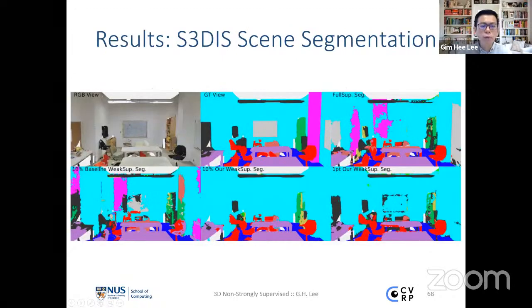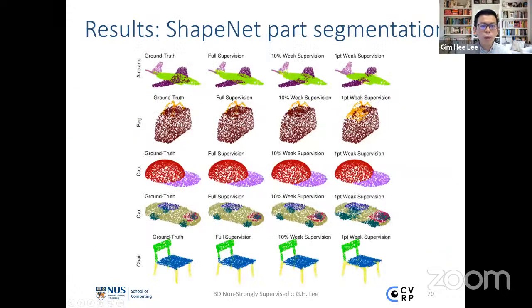And here's some qualitative results on the S3DIS scene segmentation. So essentially, given the point cloud of a scene, we want to label every point to take a certain class over here. And here we also show some qualitative results on the ShapeNet part segmentation. We can see that in our case over here, even with 1 point supervision, we already reach results that are very close to the ground truth qualitatively over here.